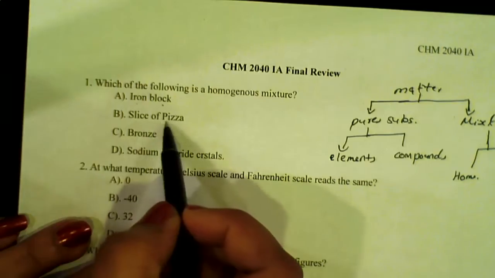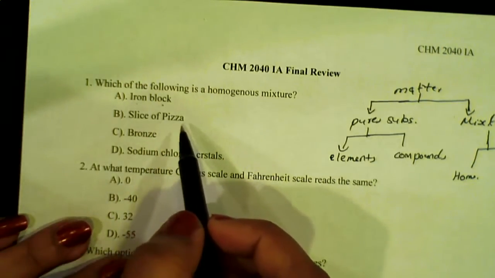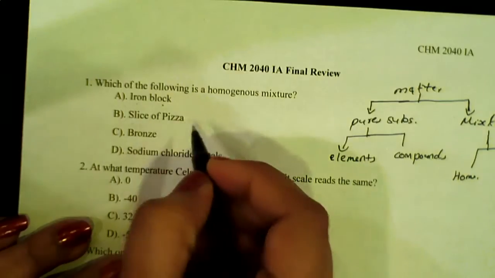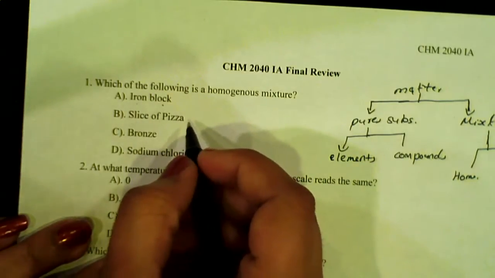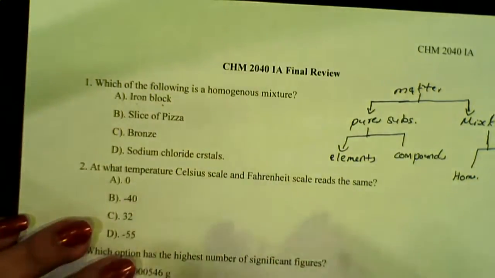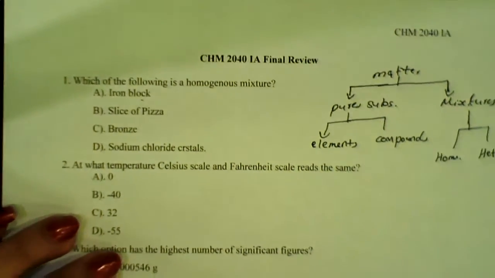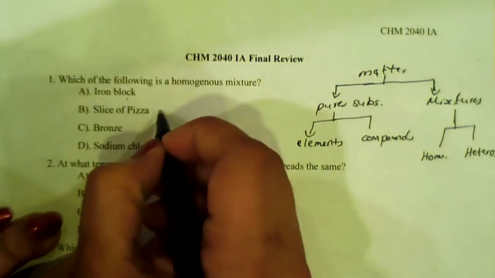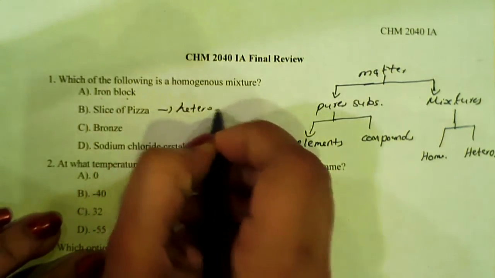What about the slice of pizza? It's going to be a mixture of so many compounds, right? Many carbohydrates will be there, proteins will be there. So it is a mixture. And what about the composition? It's not even in the slice of pizza, right? There will be more carbohydrates in some part and more protein in another part. So it is going to be a heterogeneous mixture.